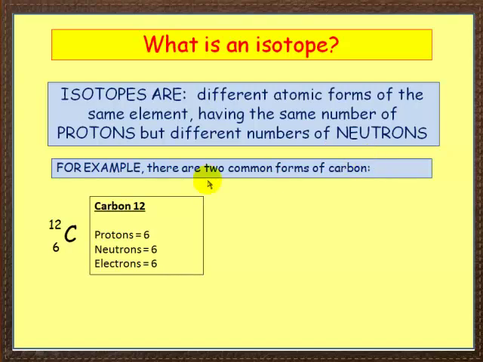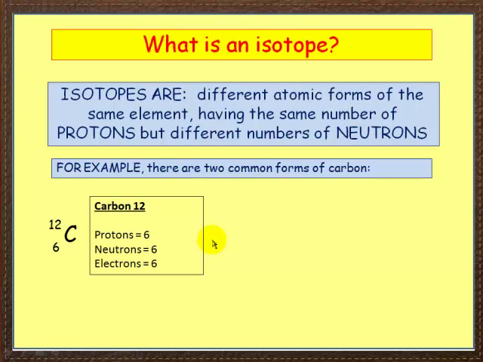Here's one. There are two common forms of carbon. Looking at the periodic table, you'll see carbon is written down as C, 6 and 12. Here's the mass number, atomic number. We know it's got 6 protons, it's got 6 electrons. The difference between these two, 6 neutrons.